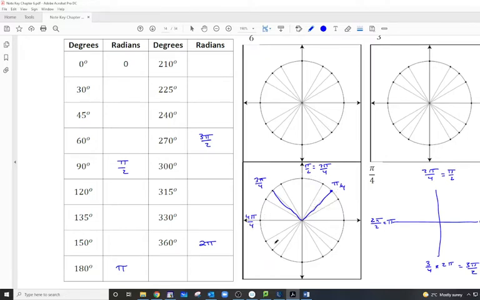Now we're getting greater than pi. So now we go into this guy here and we'd say that it's 5 pi by 4. And then we go down here and we'd say it's 6 pi by 4, which is still 3 pi by 2. Then we'd say that this is 7 pi by 4. And then this guy would be 8 pi by 4.